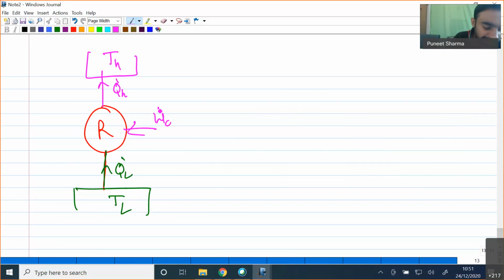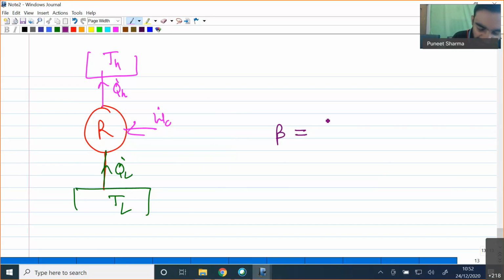Okay, so it means this statement says that it is impossible to construct a device for which we are only transferring the heat from low temperature to high temperature without having any other effect. Okay, so if we are not having any other effect, it means this work has to be zero. But with zero work, it is impossible to construct. So that's why we have to supply a certain amount of work in order to make this process feasible.